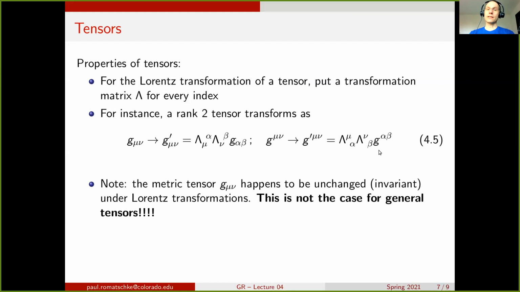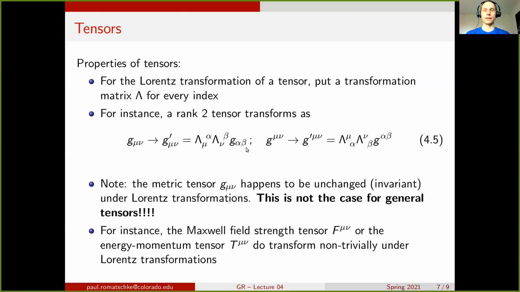It so happens that the metric tensor g mu nu is unchanged under Lorentz transformations. This is not the case for general tensors. In particular, if we do Lorentz transformations of other rank 2 tensors, such as the Maxwell field strength tensor F mu nu or the energy momentum tensor T mu nu, we find that they are not the same in every Lorentz frame. They change, and they change exactly according to the rule that comes from contracting every index of the tensor with respect to one of these Lorentz transformation matrices.